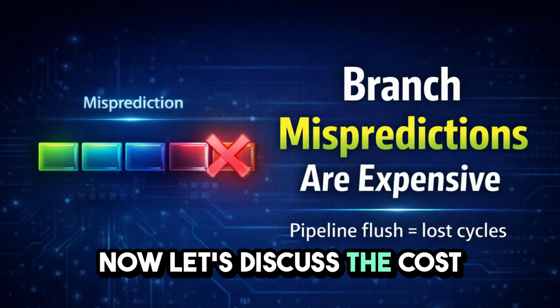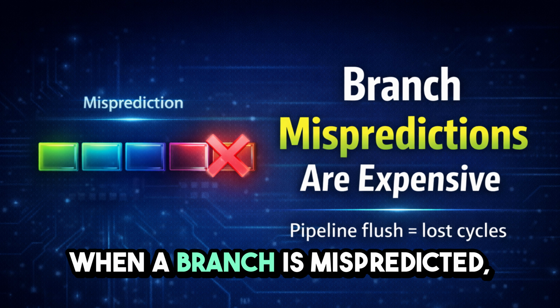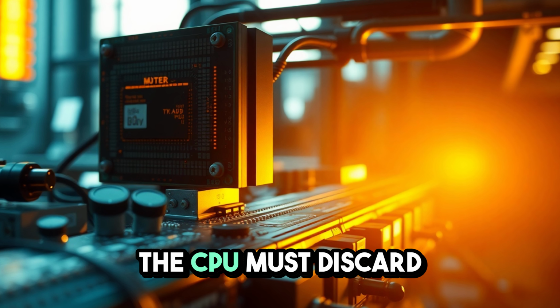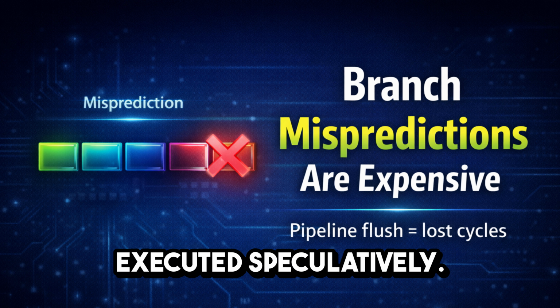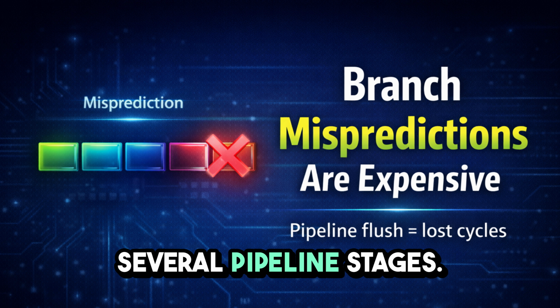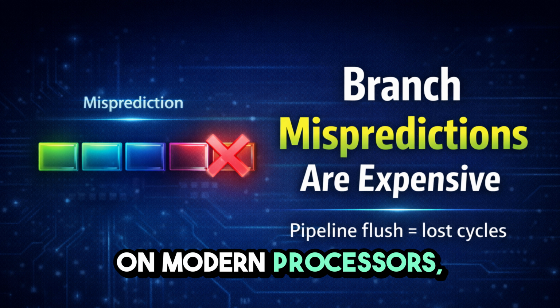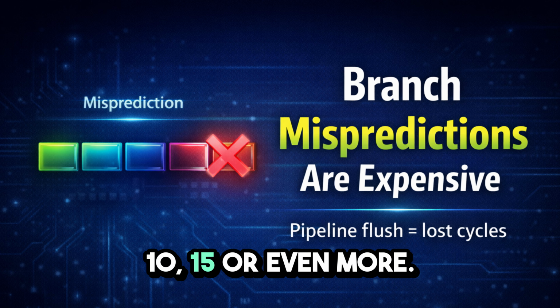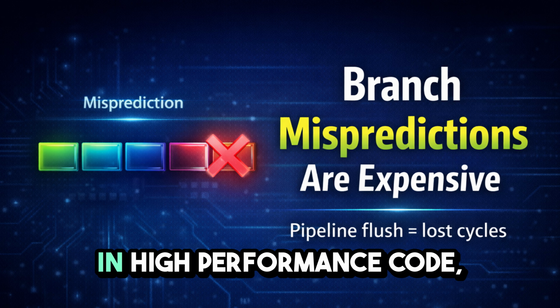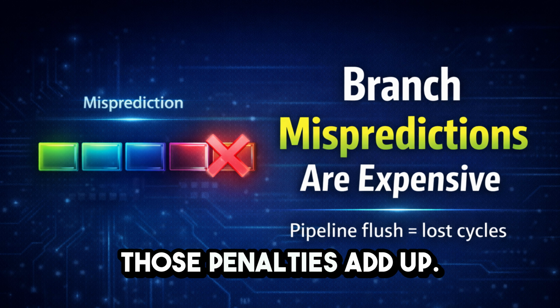Now let's discuss the cost of misprediction. When a branch is mispredicted, the CPU must discard all the instructions it executed speculatively. That can mean flushing several pipeline stages. On modern processors, a misprediction can cost many cycles, sometimes 10, 15, or even more. In high-performance code, those penalties add up.